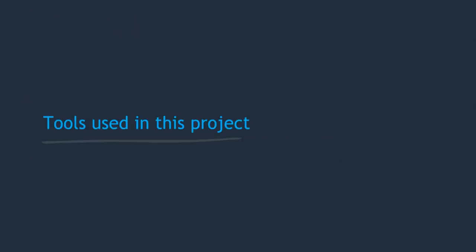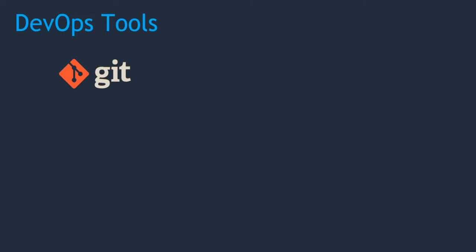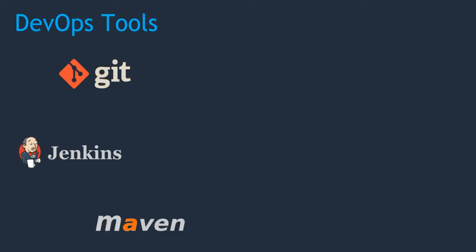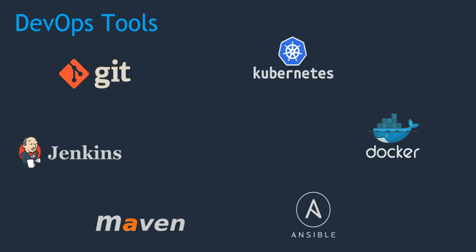Let's see what tools we cover in this program. I am going to use Git as our source code management, Jenkins to create CI/CD pipelines, Maven as a build tool, Ansible for configuration management and deployment, Docker as a target environment to host our applications, Kubernetes to manage our Docker containers, and I am going to set up this entire environment on AWS.